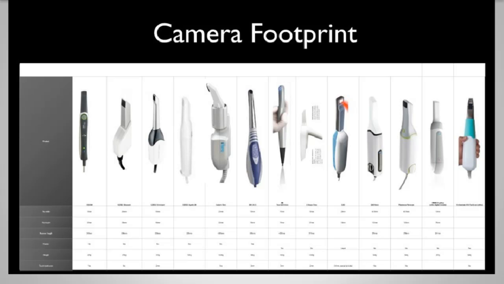So this is not the most current. There are some systems here that have changed over time. For example, the Lava COS system no longer exists. The iOS system has gone away as far as the scanning system. But it just gives you a rough sense of where wands are today, where the scanning wand or the camera, and what feels most comfortable in your hands.